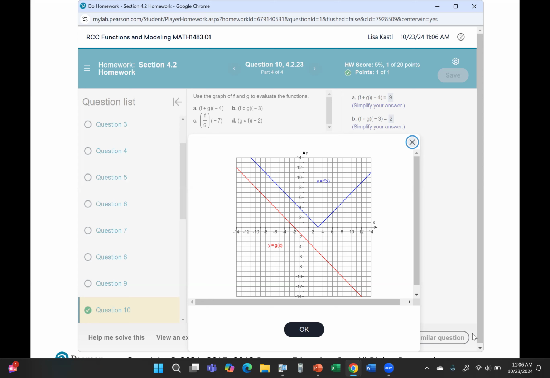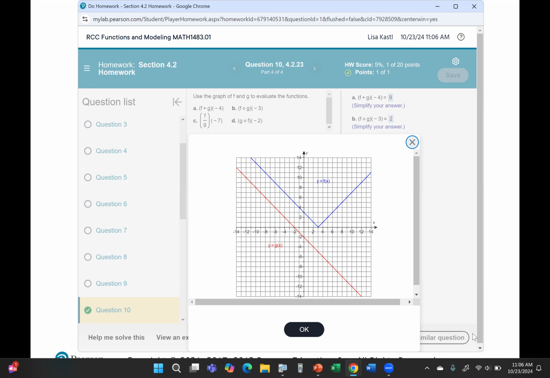So what did we get? We got 7 for f. We got 2 for g. So the sum of those two things is 9. So f plus g at -4 is f of -4, which is 7, plus g at -4, which is 2. 7 plus 2 is 9.